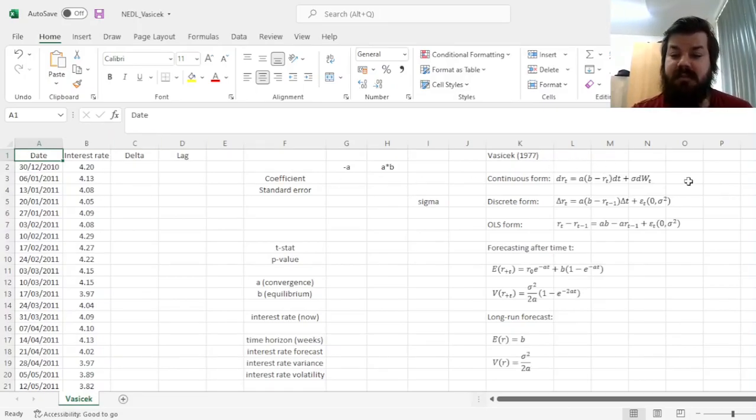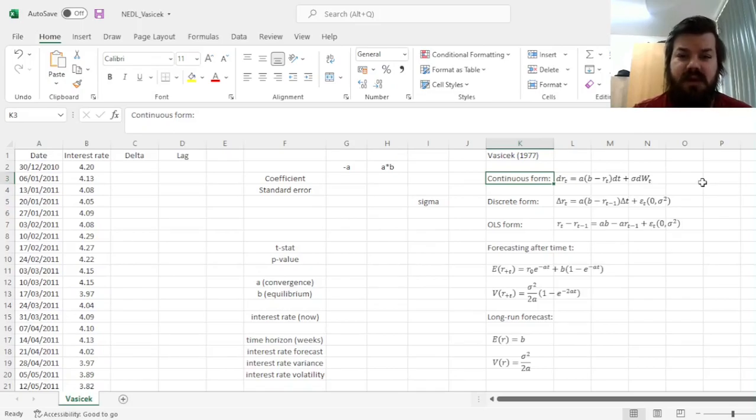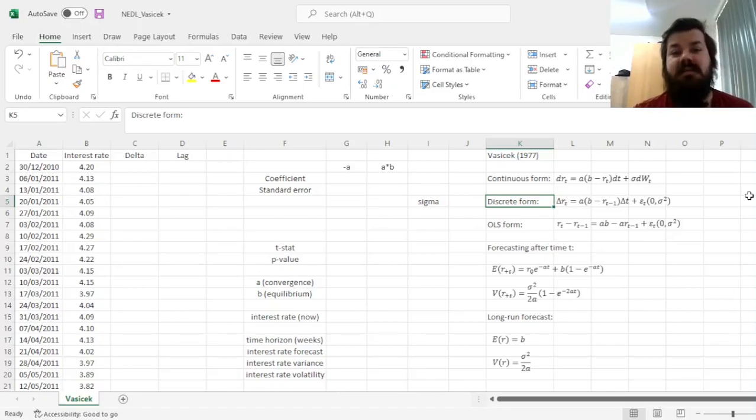However, it might be tricky to estimate the continuous form of the Vasicek model, which is basically a stochastic differential equation, using data. It can be hard to calibrate. That means that we have to represent the Vasicek model in the discrete form and then use some technique to estimate it. And here I'll be showing how to represent the Vasicek model in a form that can be estimated using simple ordinary least squares regression.